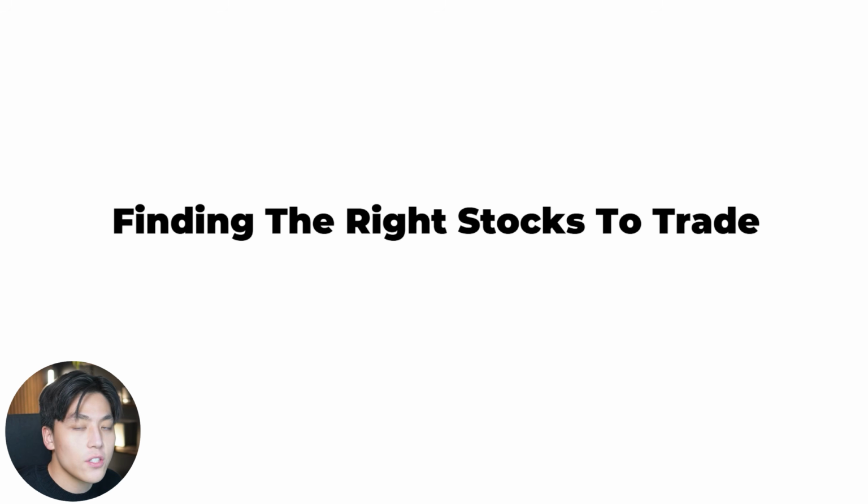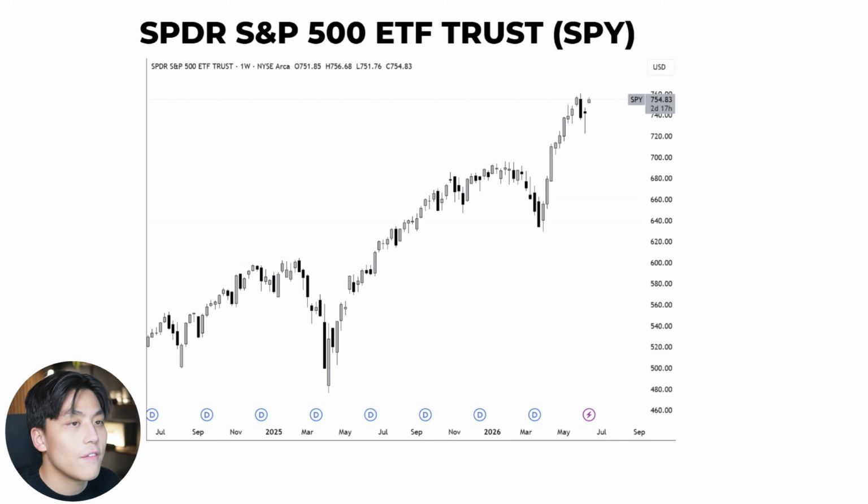So with that being said, let's talk about how to find the right stocks to trade. And finding the right stocks is to simply understand a couple things. Number one, the broader market. As you can see, what we have pulled up is the S&P 500, which is also ticker symbol SPY, and it holds 500 of the biggest companies in the world.